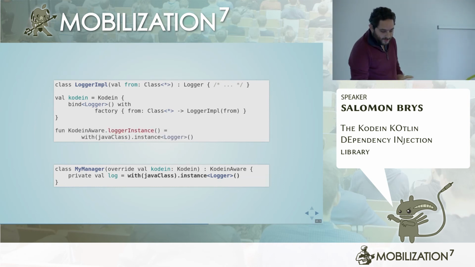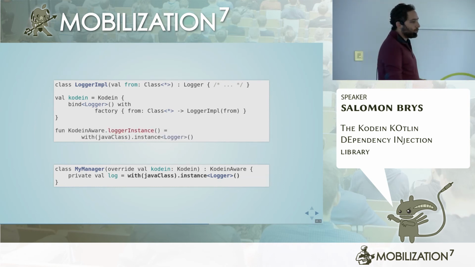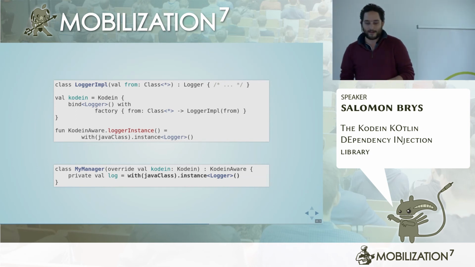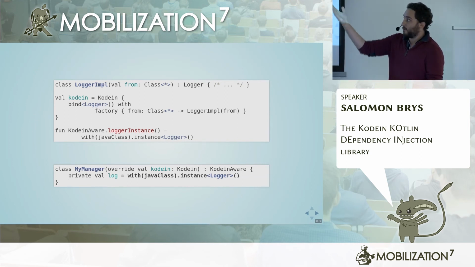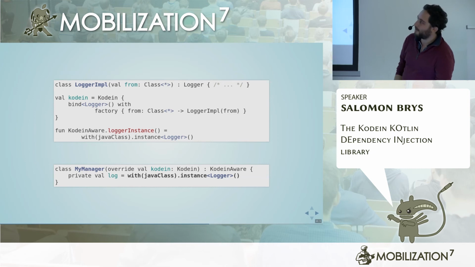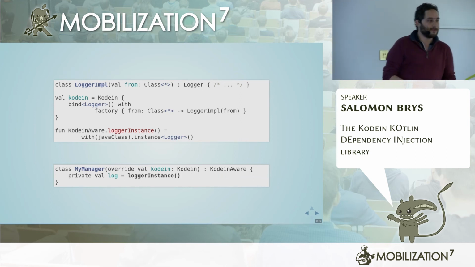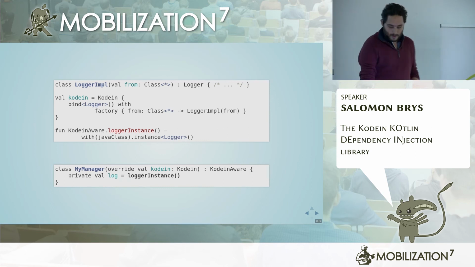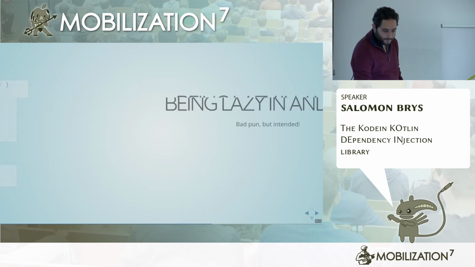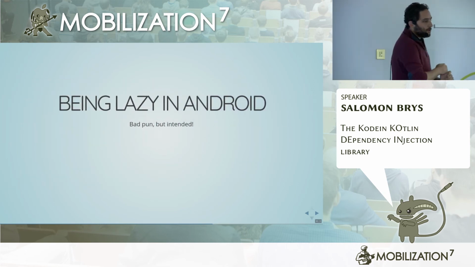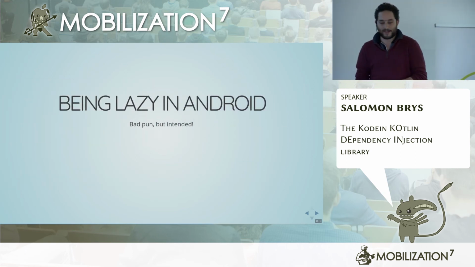The cool trick is to declare an extension function to Kodein aware so that it does exactly the same thing with Java. So now whenever you need a logger, you can just get a logger instance. That's a cool trick that is enabled by Kotlin and Kodein. Okay, so how do we get lazy?